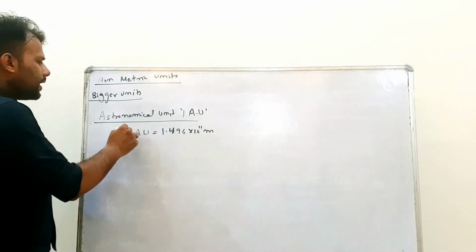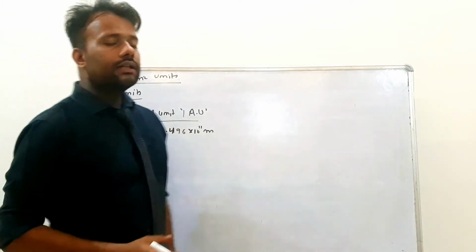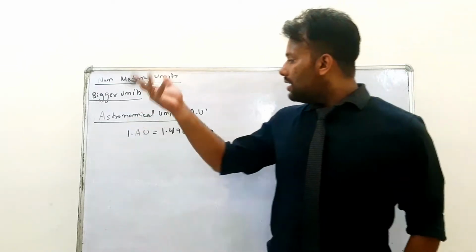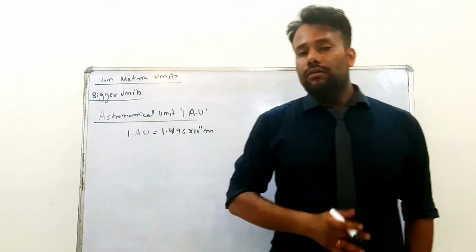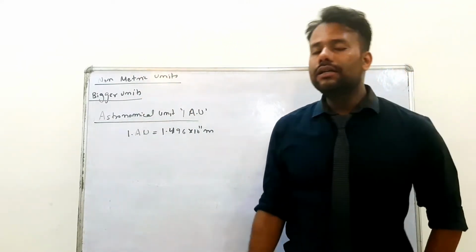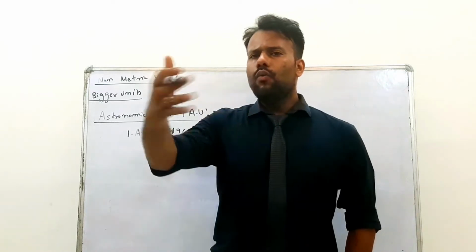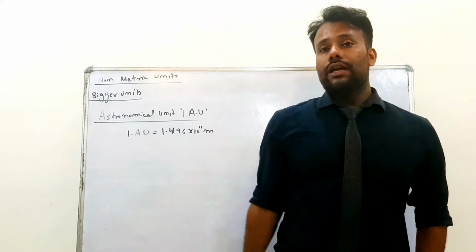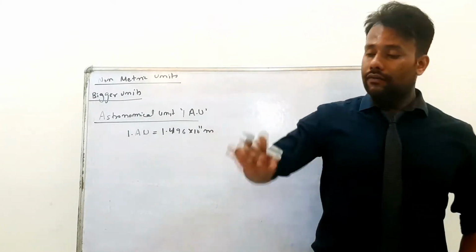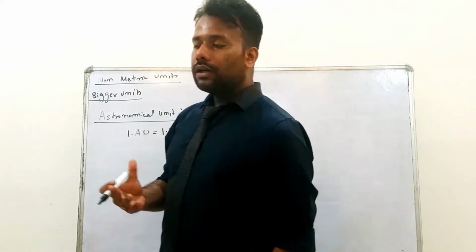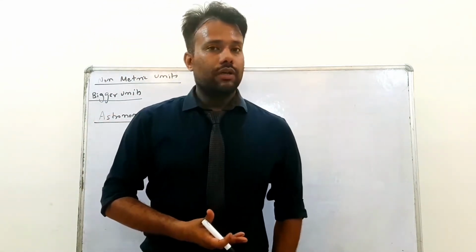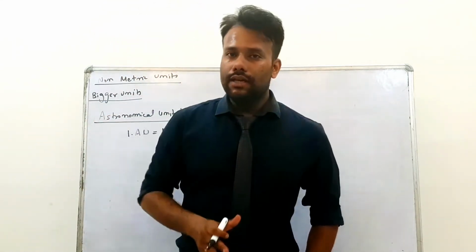So instead of saying the distance between the Earth and Sun is about 14 crore 96 lakh meters, we can directly say the distance between the Earth and Sun is 1 AU. Simple. We will not say 15 crore kilometer. We will say 1 AU. And if anyone knows how much 1 AU is equal to in terms of meters, they can easily calculate.